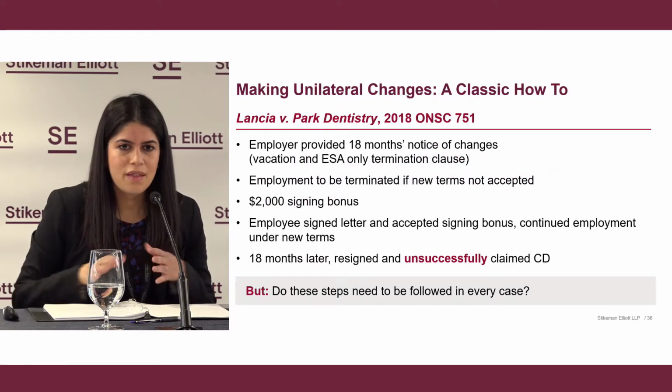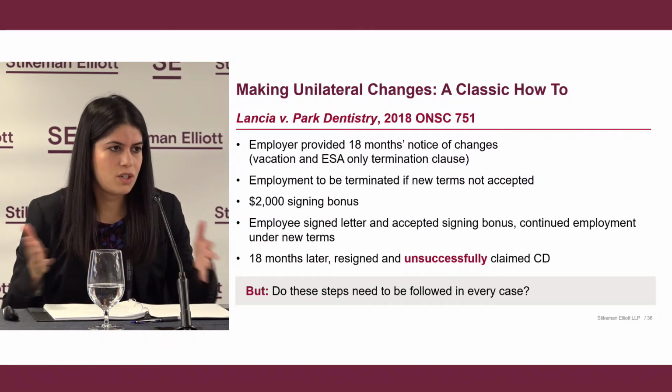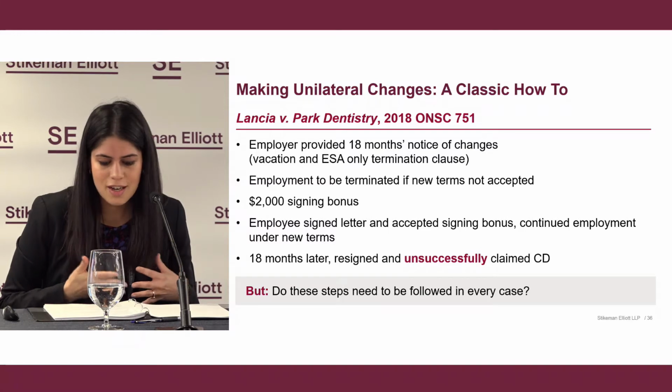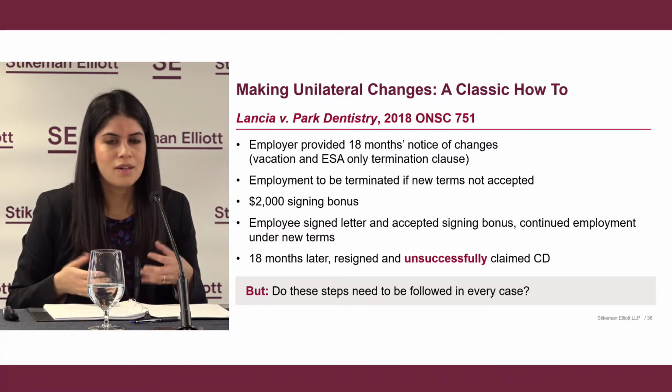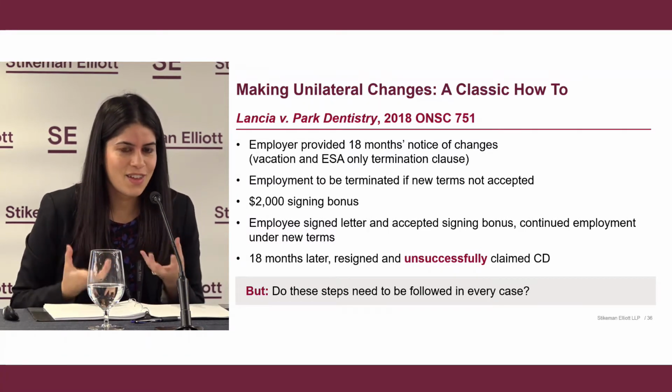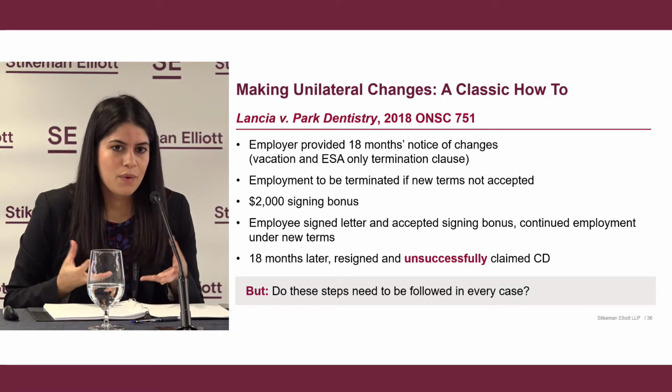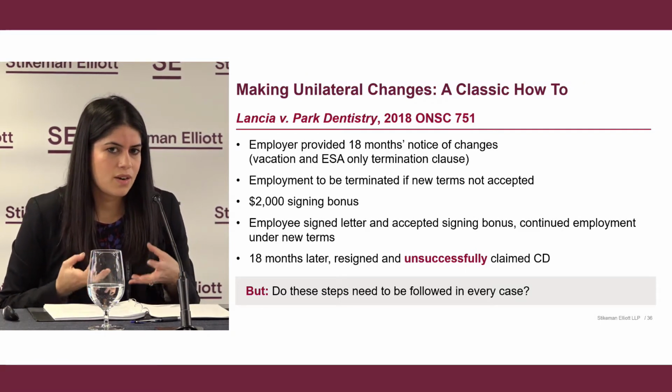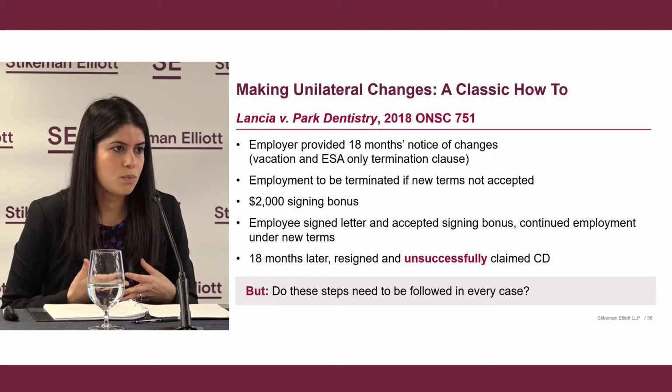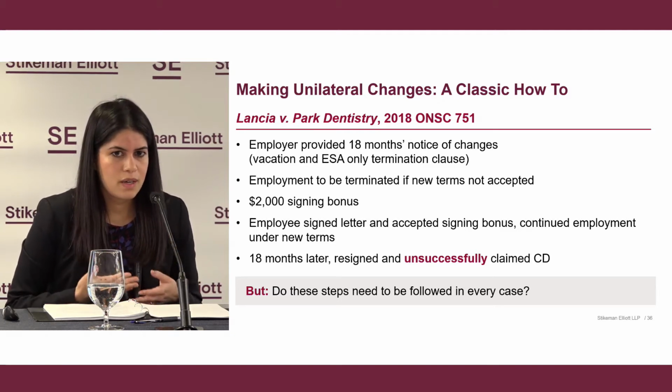Okay, so with that general backdrop that's going to inform the rest of our discussion, I wanted to jump in and get into the thick of the presentation. Now we're going to start talking about actually making unilateral changes to your terms and conditions of employment and how to go about doing that.